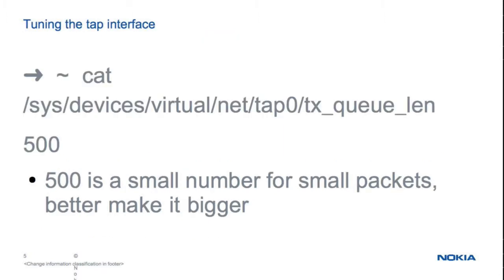The second thing is that with this QEMU deployment, we're using standard tap interfaces, and the tap interfaces are visible in sysfs like any other interfaces. You can look at the queue length for the tap devices, and the default value for the queue length is 500. That's a very small number for small packets, which means that when you're running high traffic with the standard OVS deployment and tap interfaces, packets are going to be lost. So it's better to make it a bigger number. That's trick number 2.